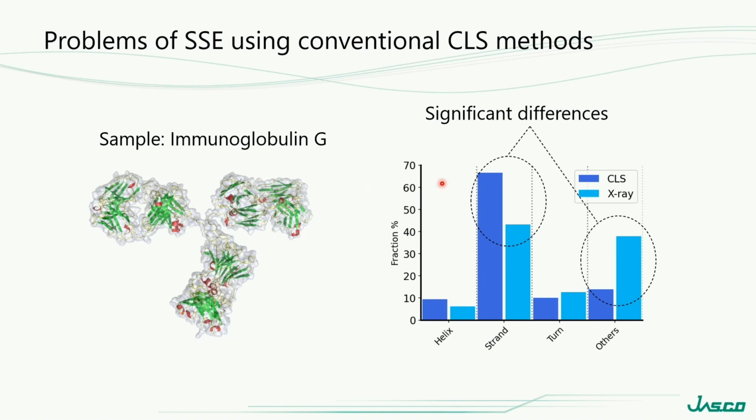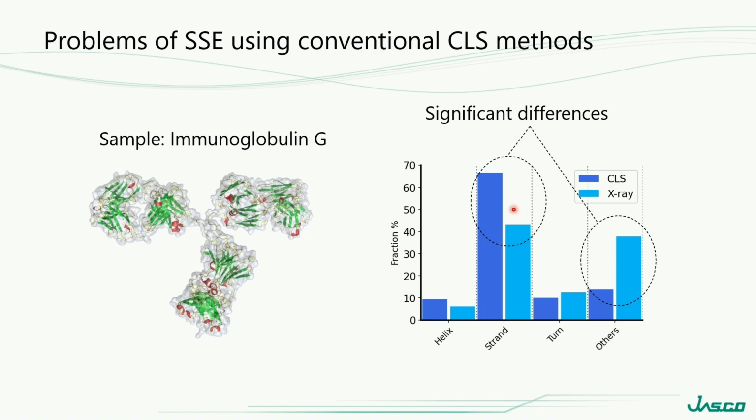This bar chart shows the results of SSE for immunoglobulin G. Dark blue is the results of SSE, and light blue is from the X-ray structure. It is the answer. In particular, the beta sheet and others show significant differences between SSE and X-ray.